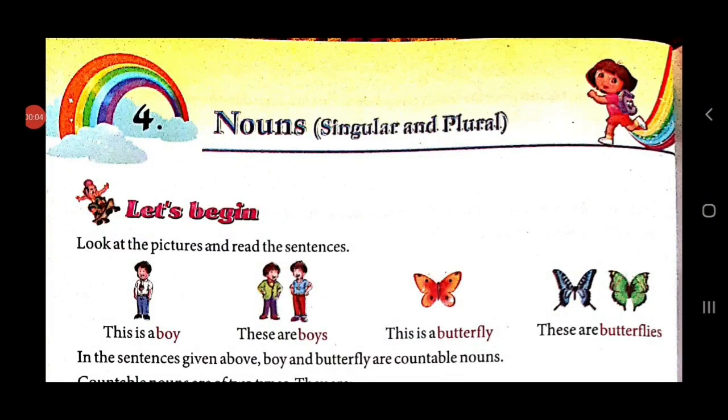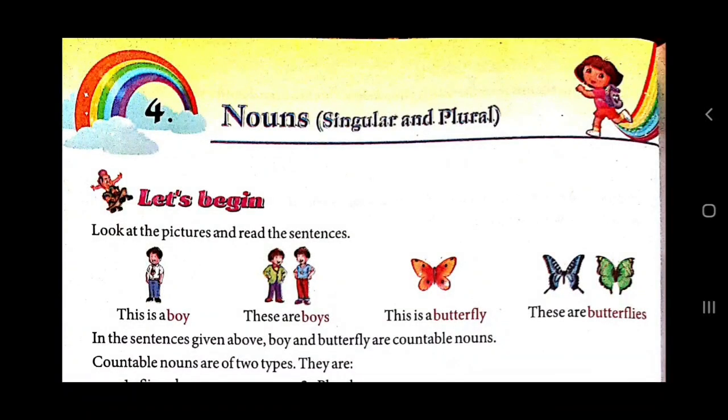Today we are going to start with the fourth chapter of English grammar, that is nouns, singular and plural. Earlier we studied the chapter noun and its kinds, right? So let us begin with this now. First of all, let us read the sentences which are given below.